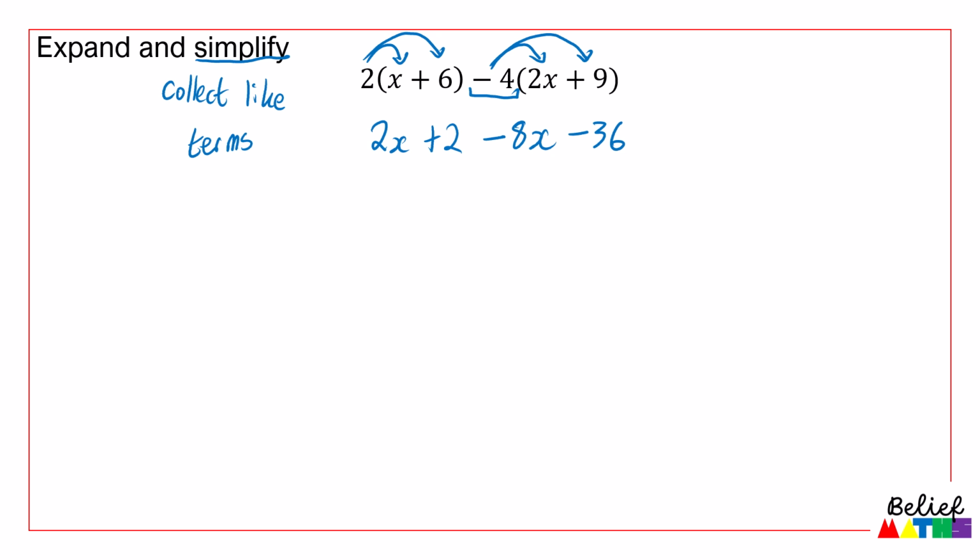Collecting our like terms then, we've got our 2x and subtract 8x, so that's minus 6x. And then we've got a positive 2 here and a negative 36 here, so that gives us negative 34. So remember, in this context, simplify can mean different things, but in this context it means we collect our like terms at the end and we finish with an answer of minus 6x minus 34.